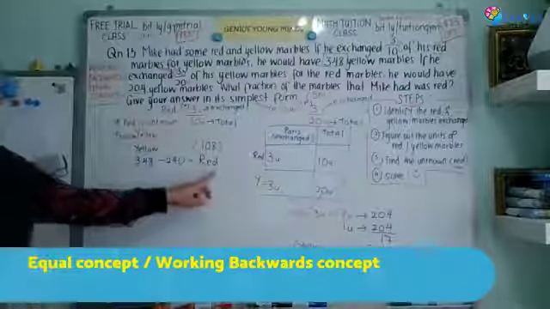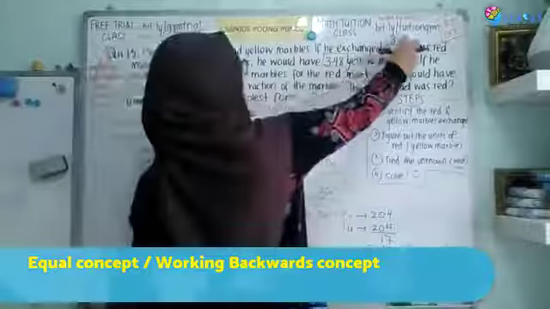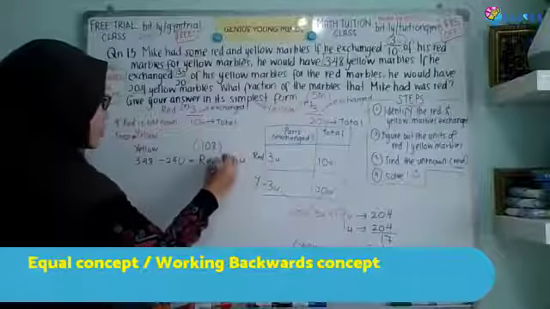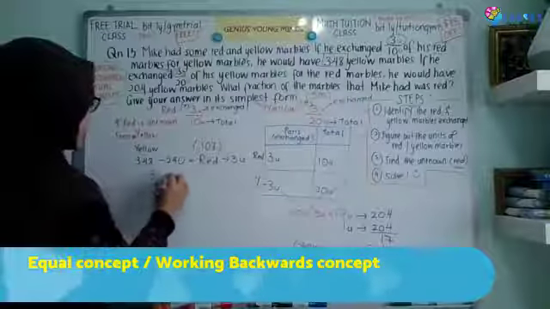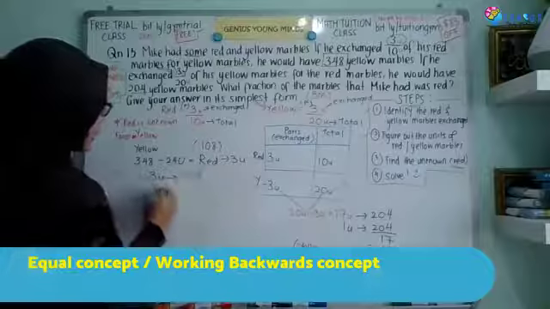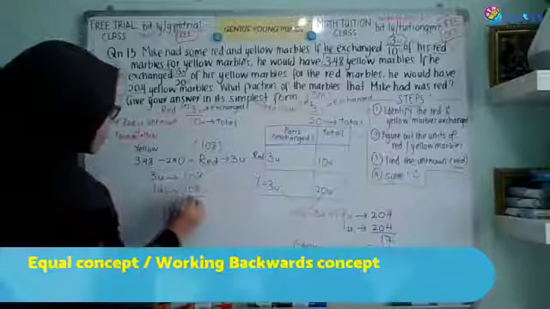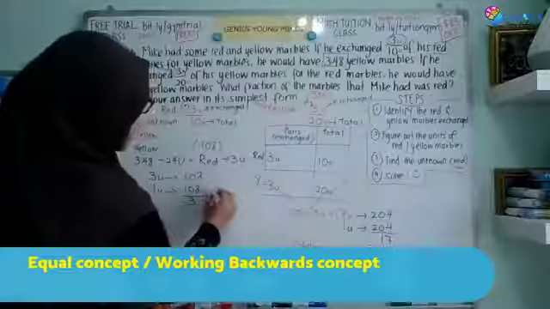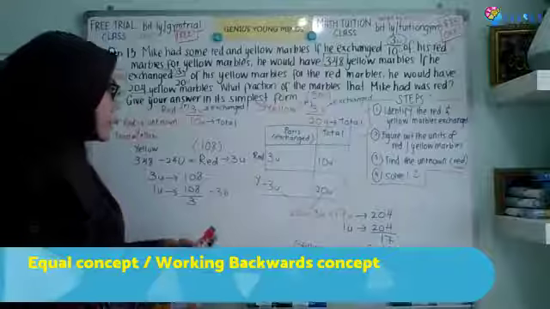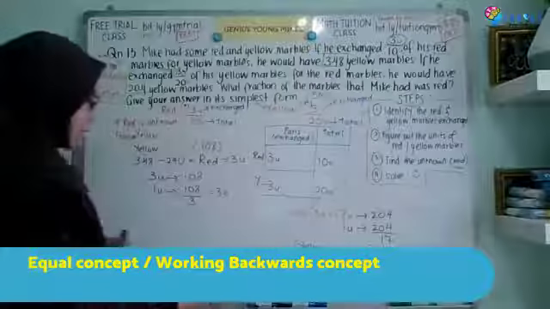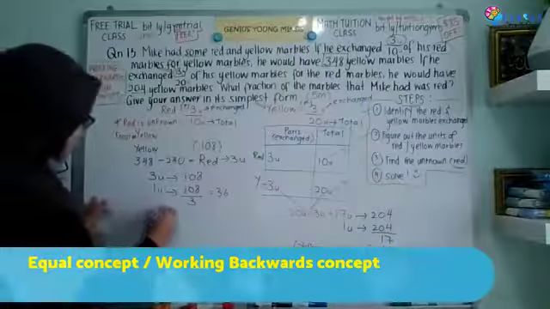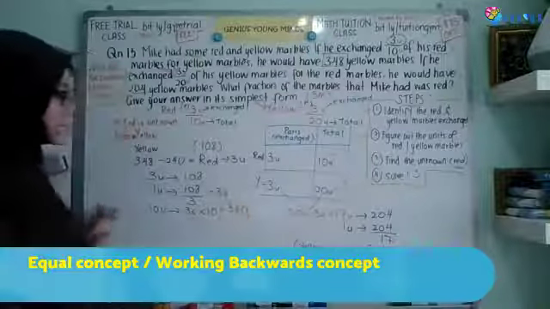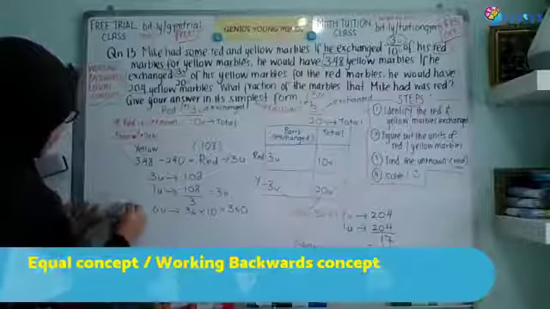This 108, the difference, is actually what he exchanged. This one is also 3 units. So 3 units is 108. 1 unit is 108 over 3 equals 36. Now, look at the table again. What's my total for red? I want to know 10 units. 36 times 10 gives me 360. This is my red marbles.